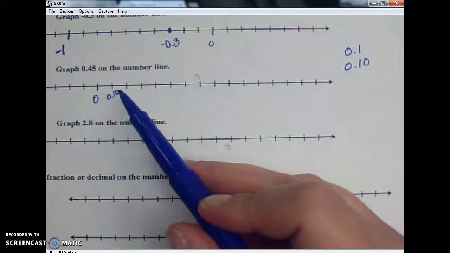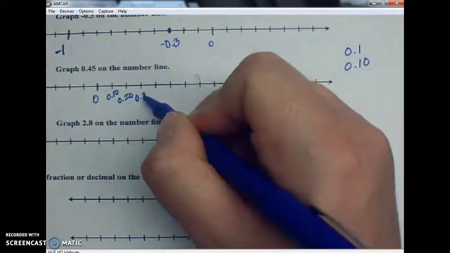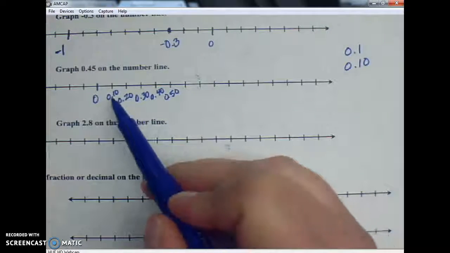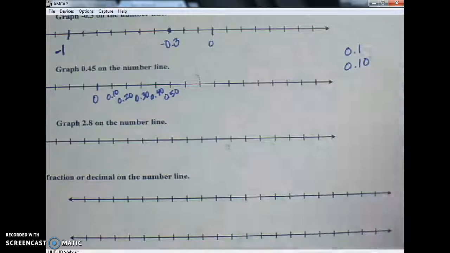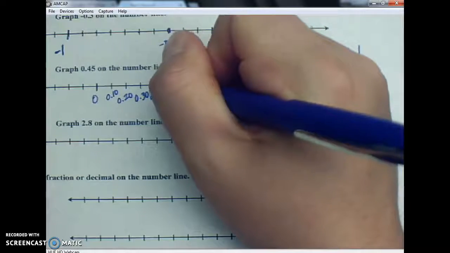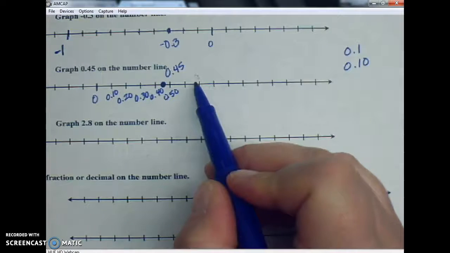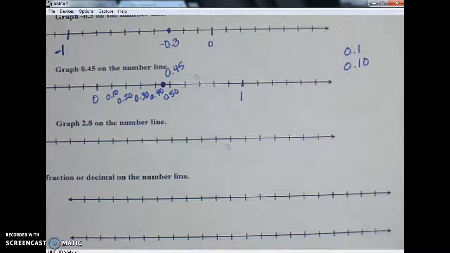Okay, so if we number these by tens, now again, you're not going to have to number these every time, but I want you to see this. If I think about this as 10 hundredths, 20 hundredths, 30 hundredths, 40 hundredths, 50 hundredths, where does 45 hundredths fall on that? It's going to fall between your 40 hundredths and 50 hundredths. It's right in here. Halfway between. So then this would be 60, 70, 80, 90, $1. Think about it in terms of money. It's 45 cents. That's between 40 cents and 50 cents.